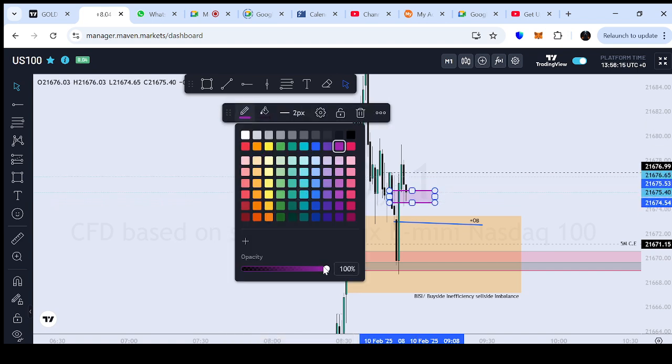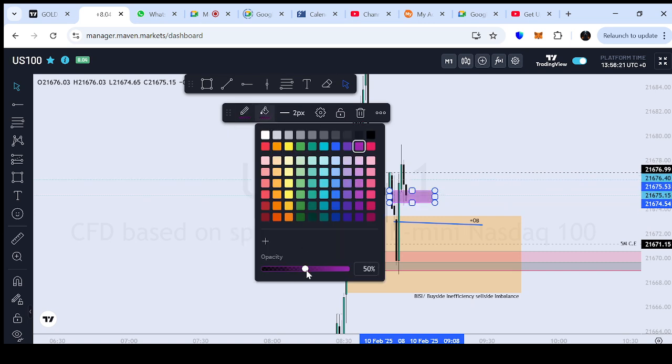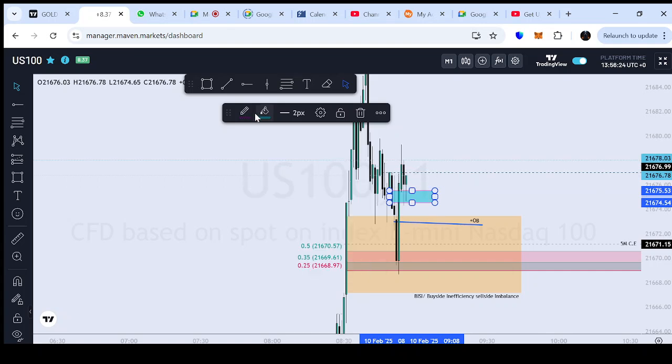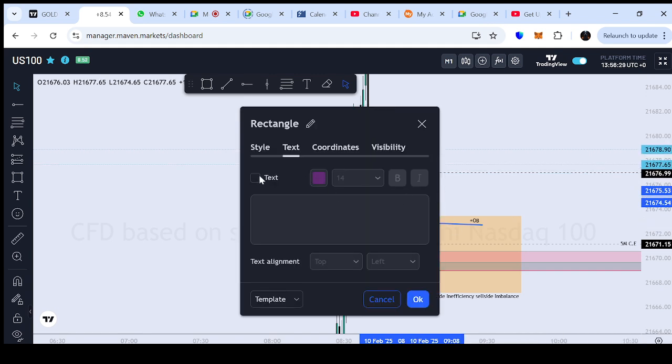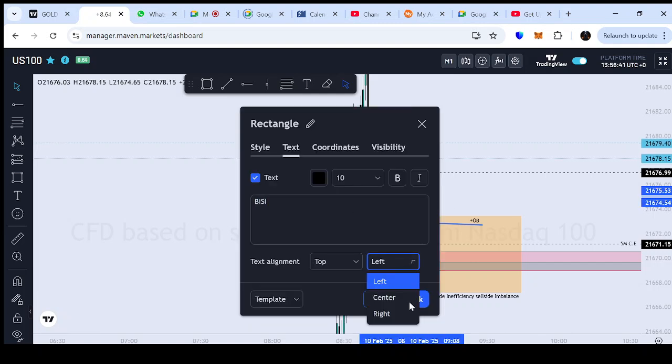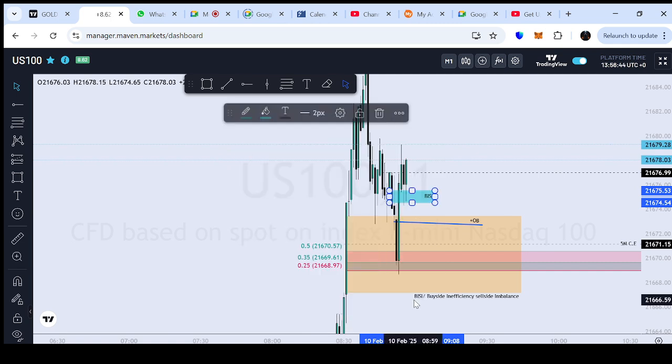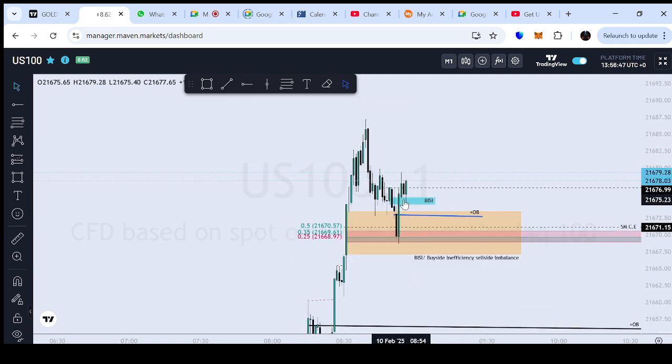I change it like this. CB. Buy side inefficiency, sell side imbalance. BC. You can see the price action there. Rejection block, only the weak deliver inside the BC. That's purely price action.